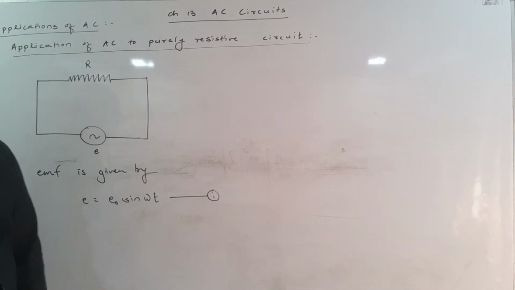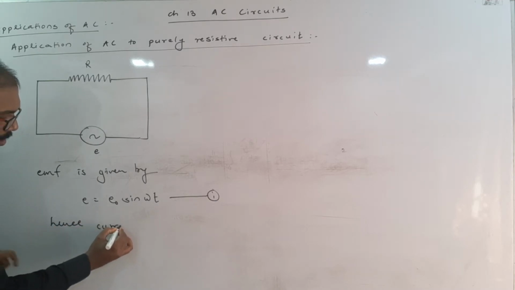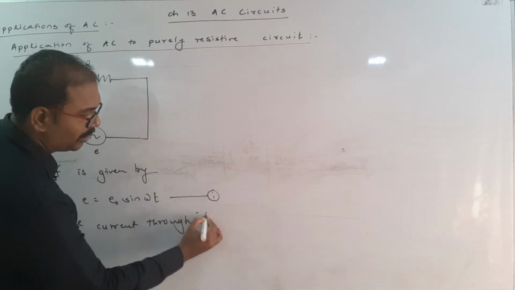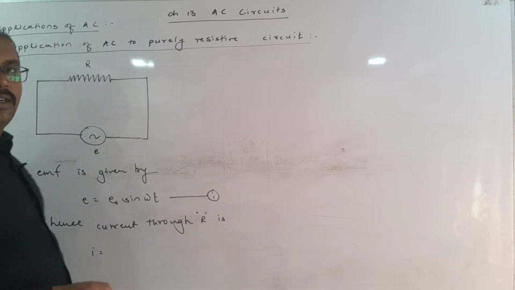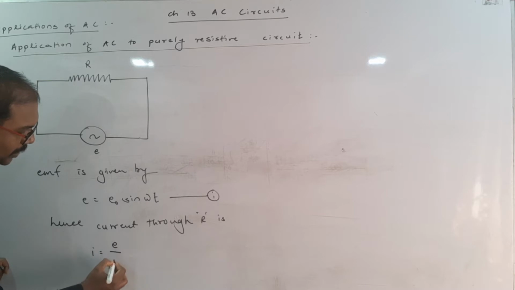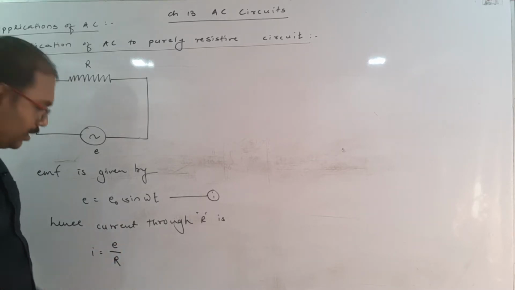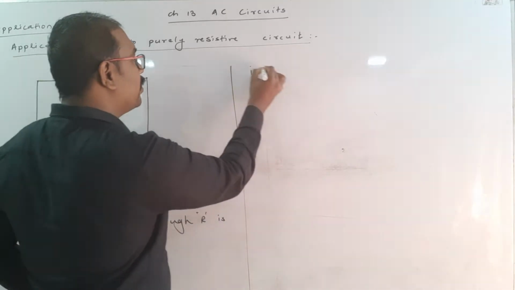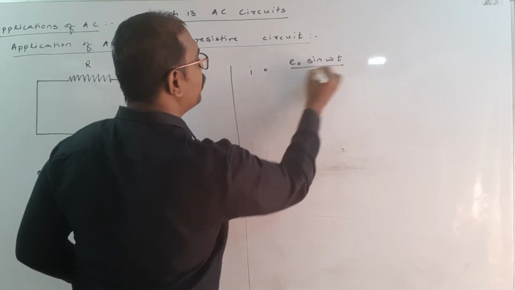Now we can write the current also. Hence, current through R is, so we know that by Ohm's law, the current is given by voltage upon resistance. So I can write in a similar way, I is equal to E by R. So I is equal to E, E is known, E0 sine omega t divided by R.